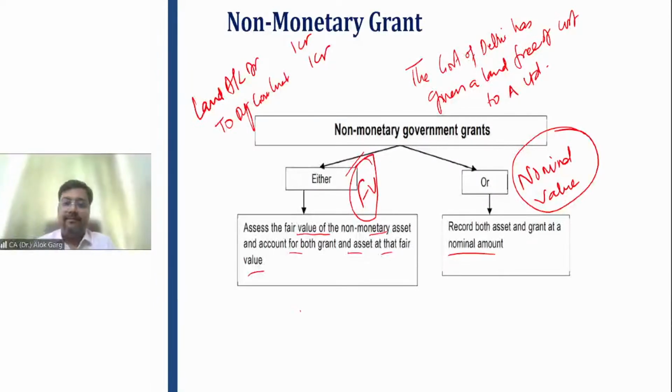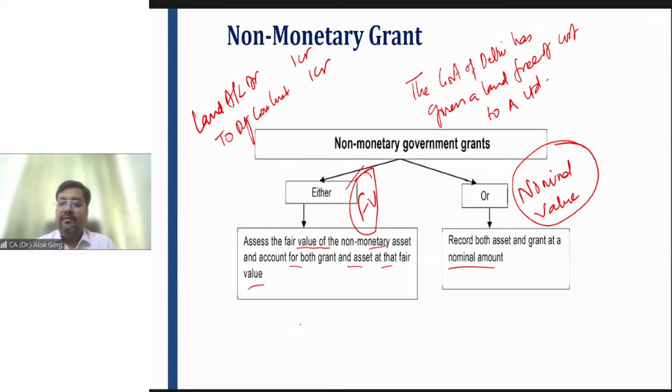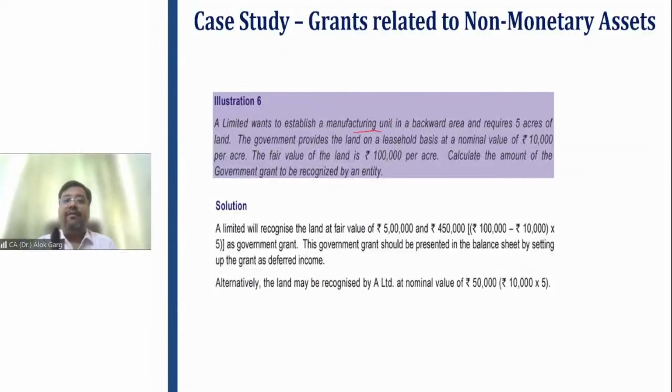Is that clear? A Limited wants to establish a manufacturing unit. Let's discuss one of the cases from the Institute study material. A Limited wants to establish a manufacturing unit in a backward area and requires 5 acres of land. The government provides the land on a leasehold basis at a nominal value of rupees 10,000 per acre. The fair value of the land is 1 lakh rupees per acre.